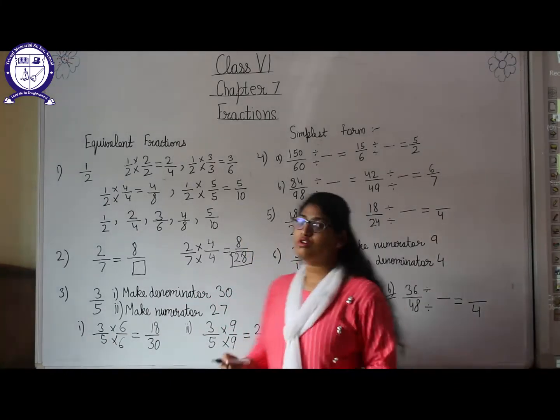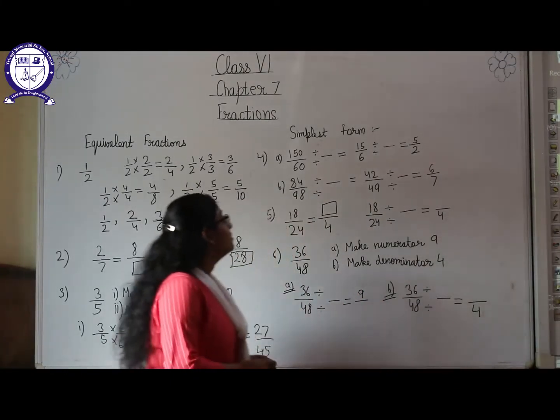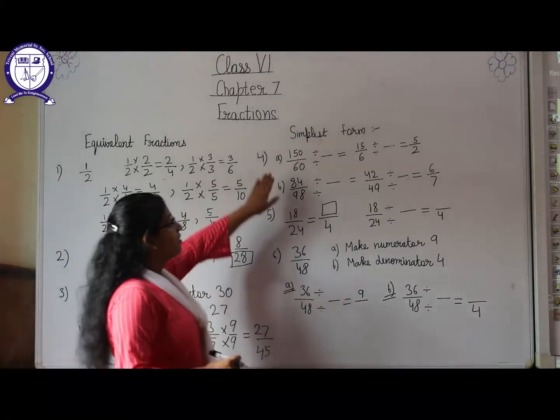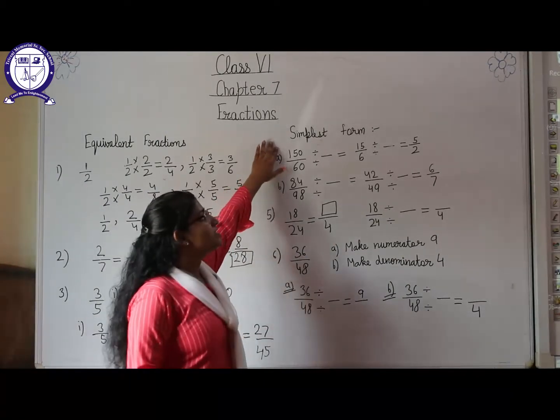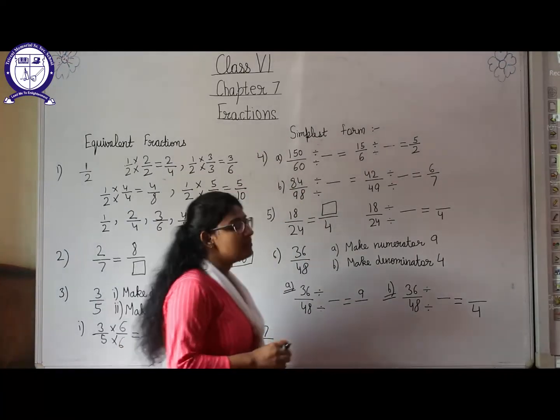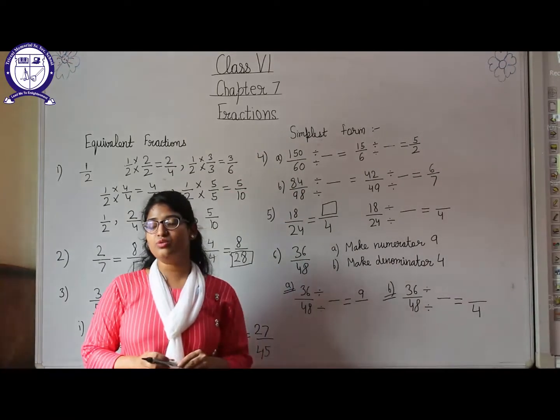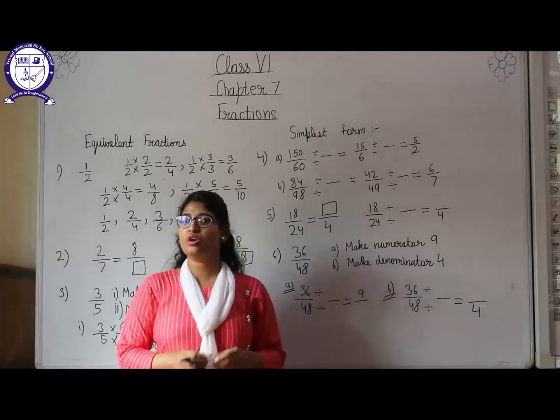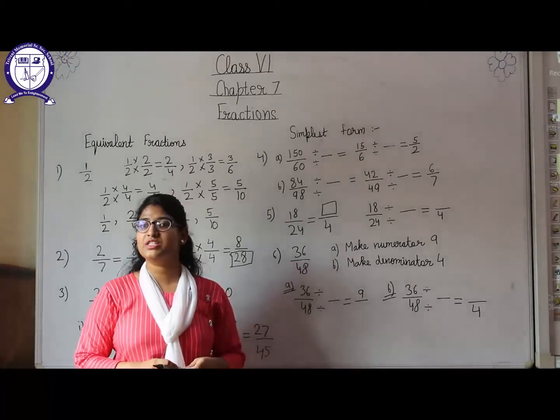Now the fourth question is, in this, its topic is simplest form. Simplest form means the fraction will be given to you in higher values and you can cut it down to the lowest terms, or we can say the simplest form.